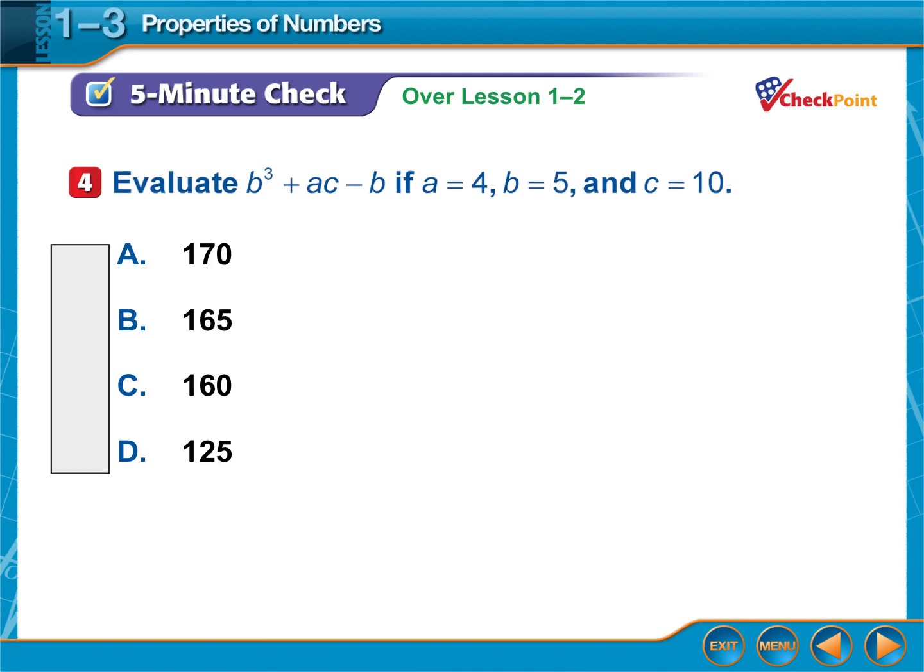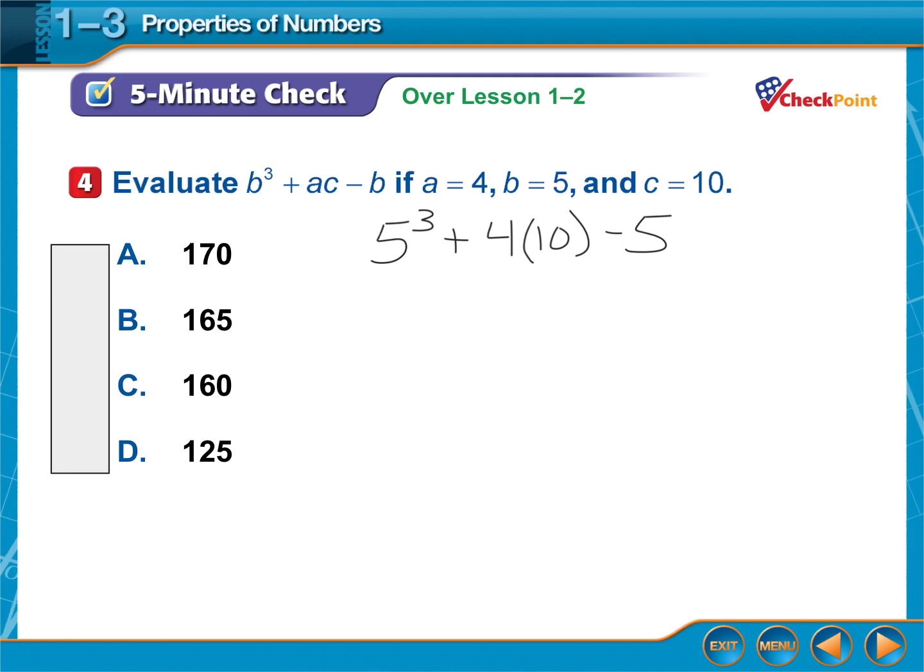Okay. What do we do when we have a bunch of letters in an equation and then they give us numbers for those letters? You substitute them. Substitute. I like that word. We're going to use that word a lot today. Substitute. Replace. I like that too. Okay, so B. What's B? 5. And then cubed. What's A? 4. C. 10. Minus B. 5. Now you just have to evaluate it.